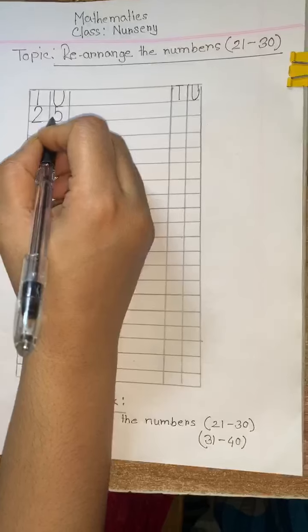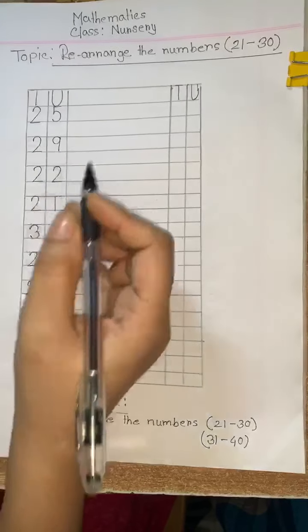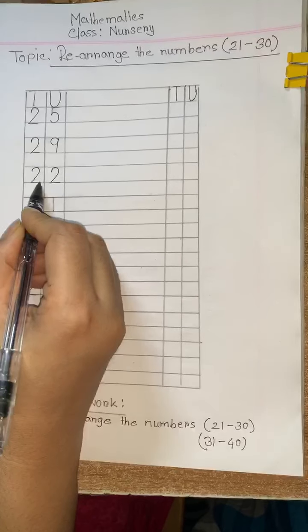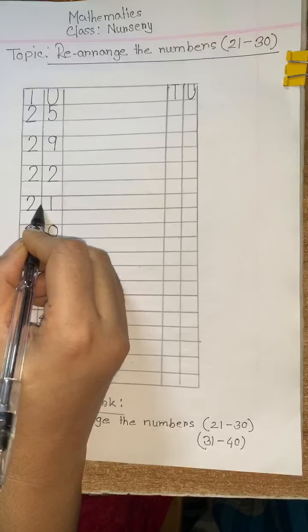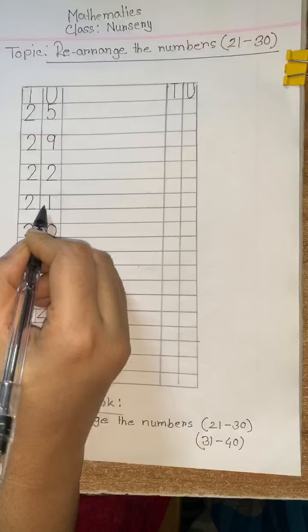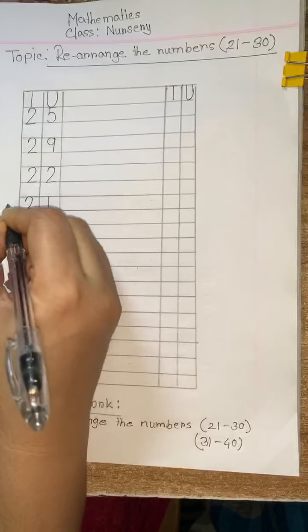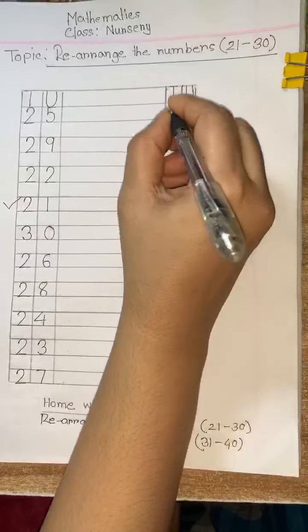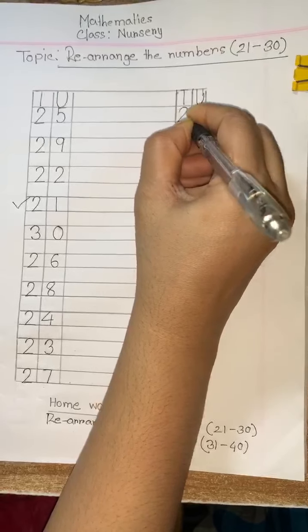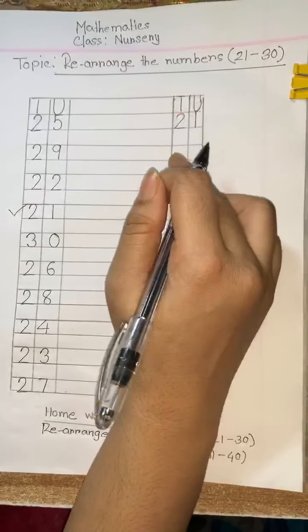This one 21? No. This one 21? No. This one 21? No. This one 21? Yes, it is 21. Now I will put the tick mark beside the number. Then I will write here 21. Then what will be the next number?